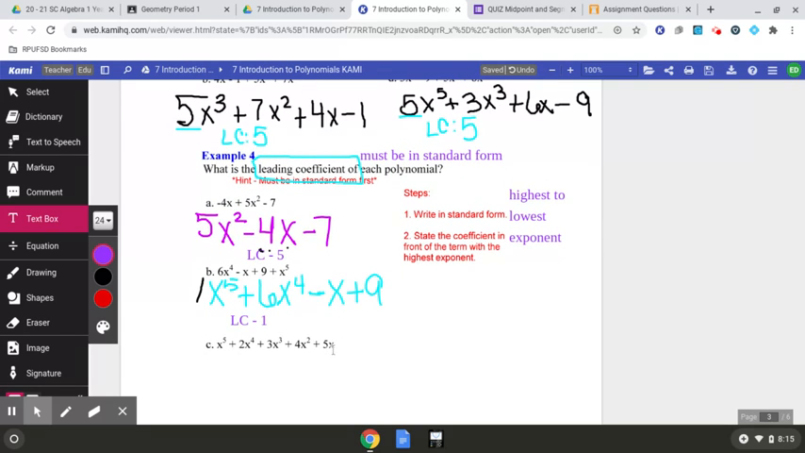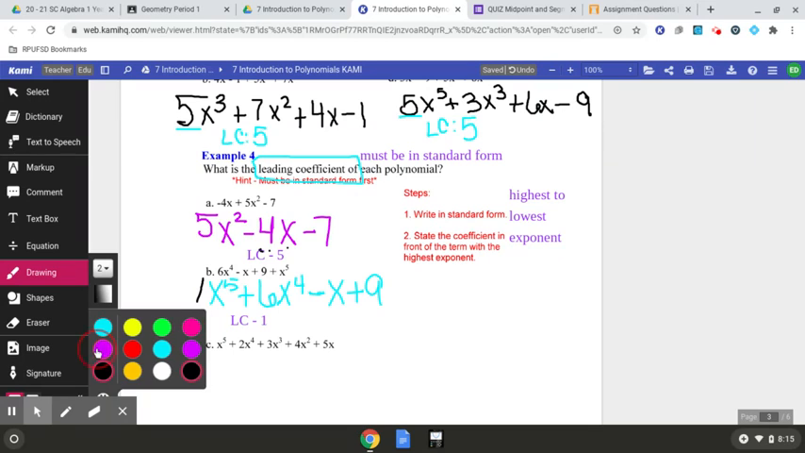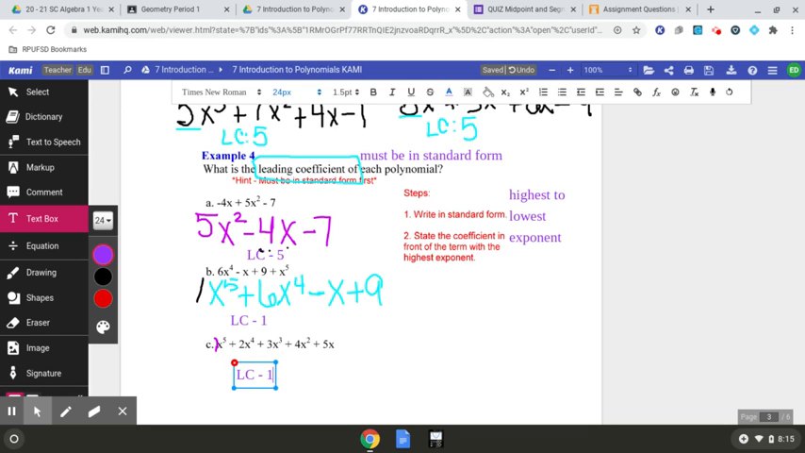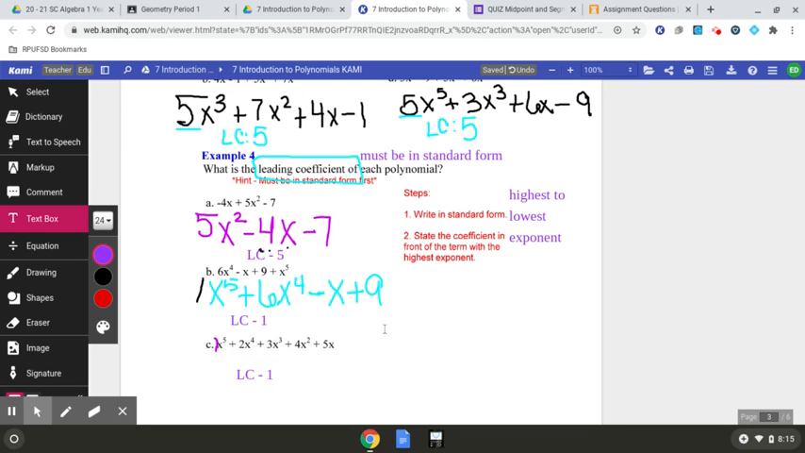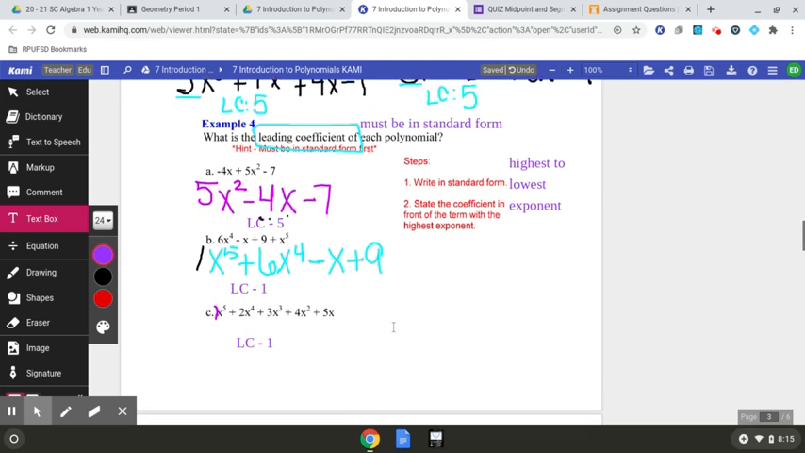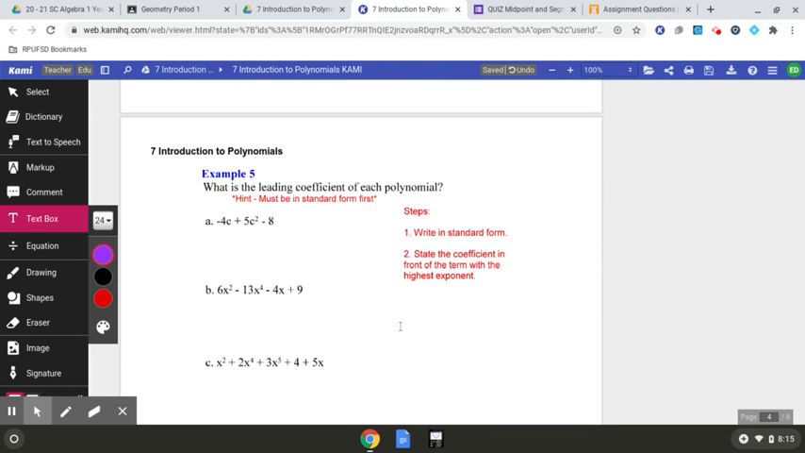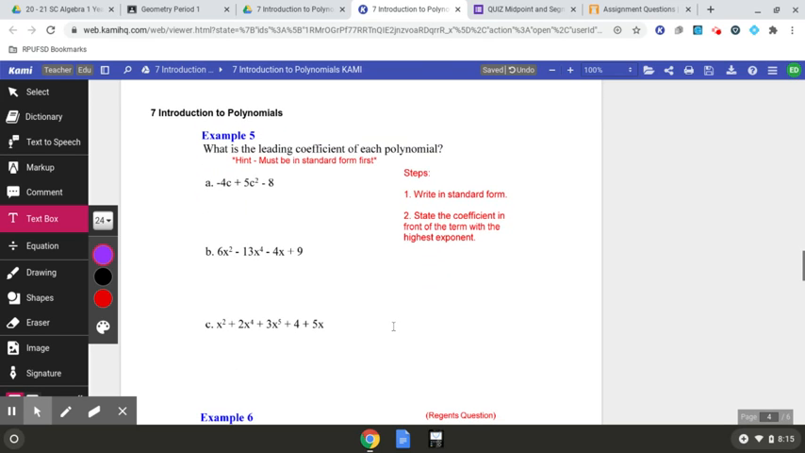Okay, and then the last one, you actually don't need to put it in standard form because it already descends from highest to lowest. So you have 5, 4, 3, 2, and then this would technically be a 1. So the number in front of my highest exponent here is technically a 1. So my leading coefficient for this one is 1. Okay, so the next one is exactly the same. So pause the video, try it, and then check your answers.